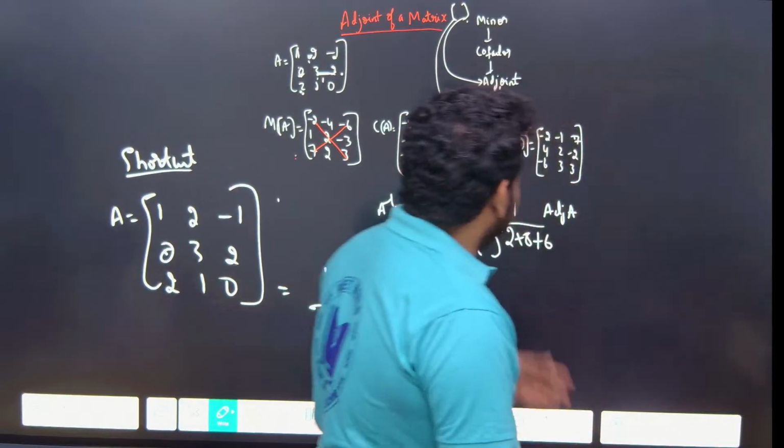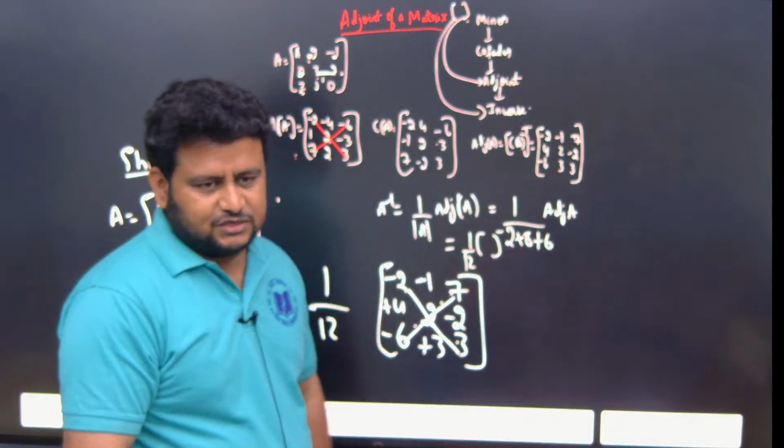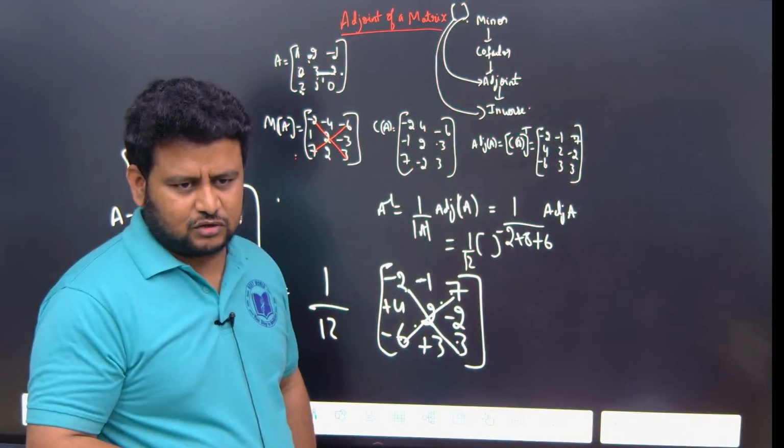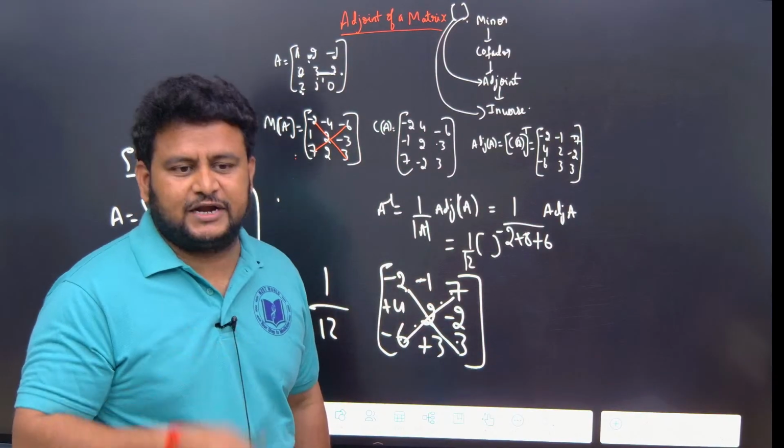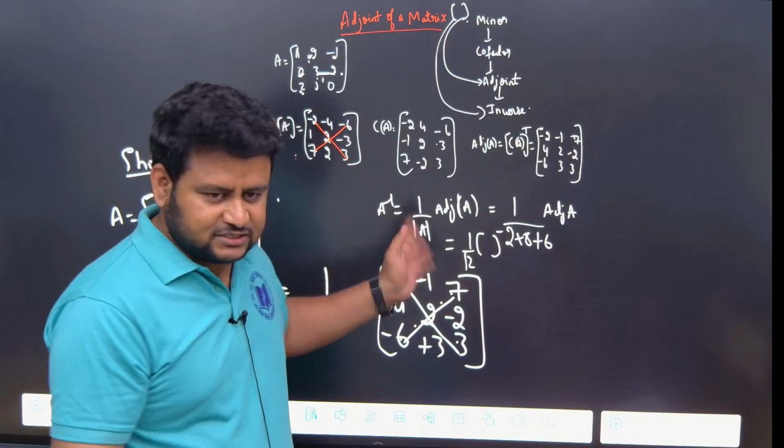Now this is for a 3 cross 3 matrix. Even for others, if they give 4 cross 4 or 5 cross 5, you know how to find it; the same method you have to follow. But when a 2 cross 2 matrix is given, you don't have to waste this much time.